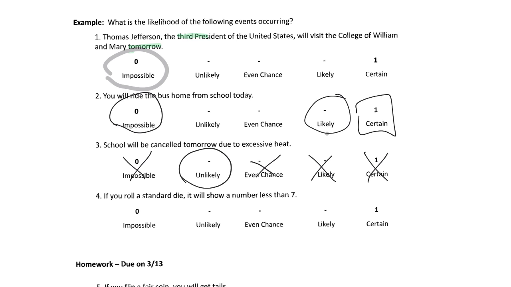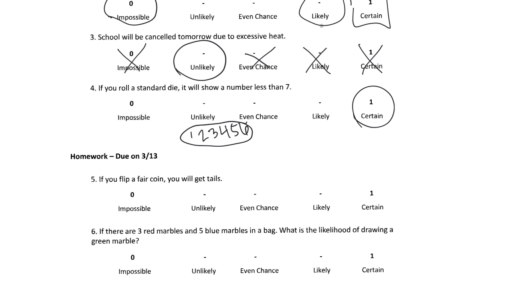All right, what about if we roll a standard die? Will it show a number less than 7? So think about a normal die that you roll in any of your board games. Okay. What are the numbers on that die? They are 1, 2, 3, 4, 5, and 6. So we're saying if you roll the die, will it show a number less than 7? Well, 1 through 6 is less than 7, so I know there's a certainty that that's going to happen. Okay, the next 2 are your homework.